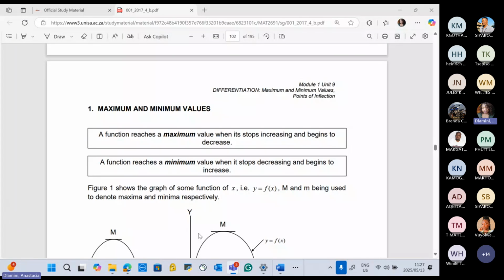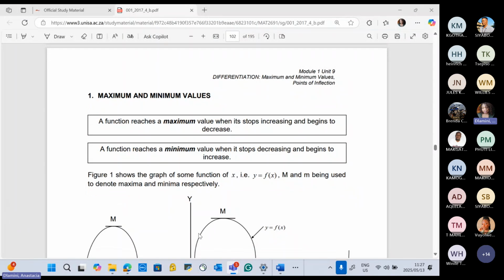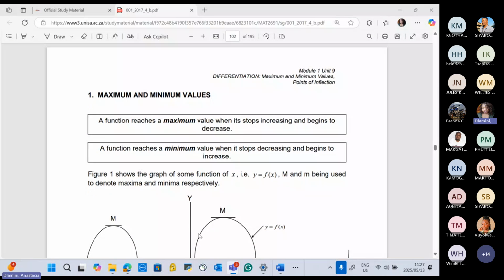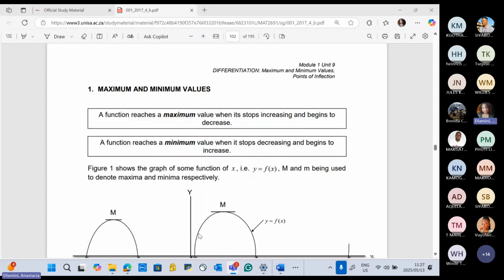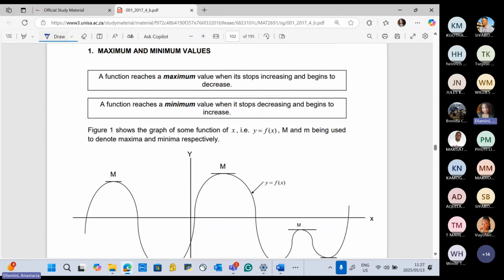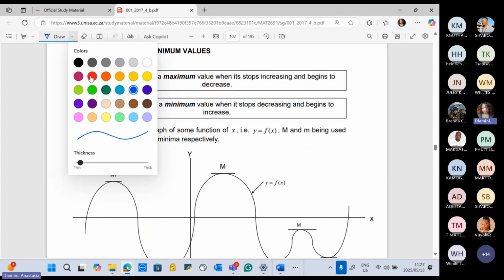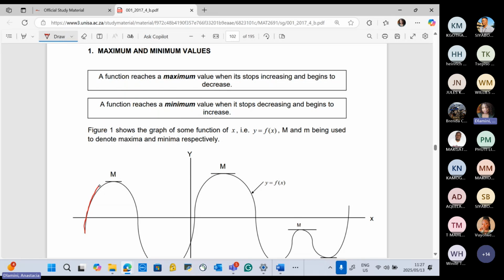They say a function reaches a maximum value when it stops increasing and begins to decrease. Meaning that, for example, as you can see here, when you start increasing, then it comes here, that's your maximum, then it starts decreasing.